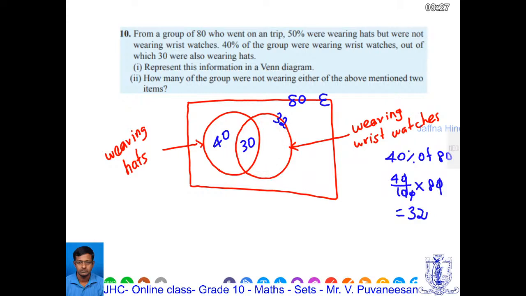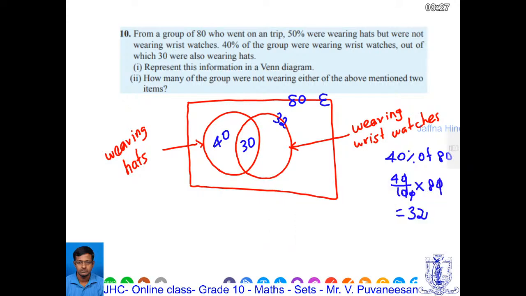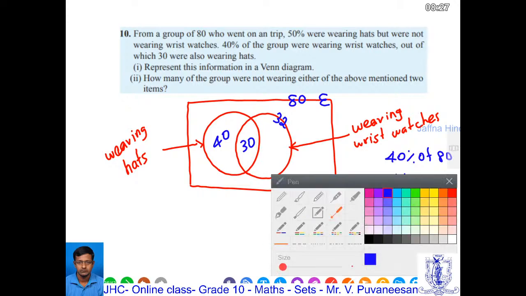So wearing hats and wristwatches, 30. Okay, so we can find the other regions. This altogether is 32, so this is 30, this is 2. Altogether 32, this is 30, so the remaining region is 2.